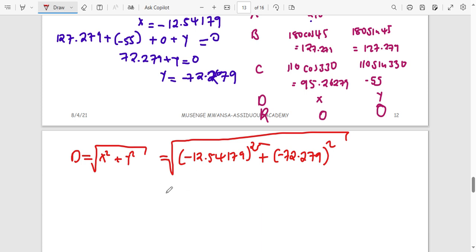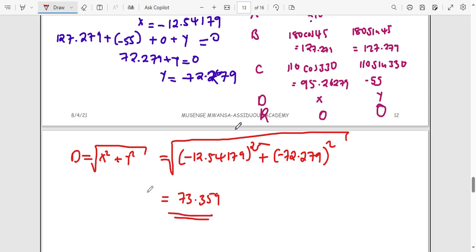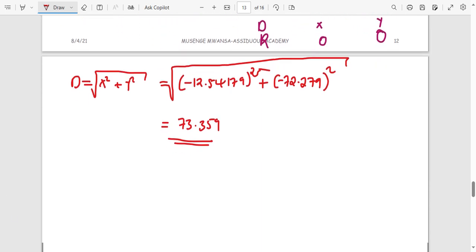This is giving me 73.359. I don't know if it's meters or newtons, this is meters, right? So that is it. And then to find the direction, how can we find the direction? Anyone?